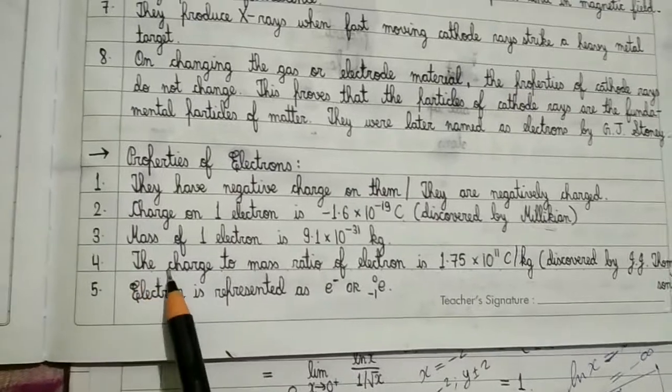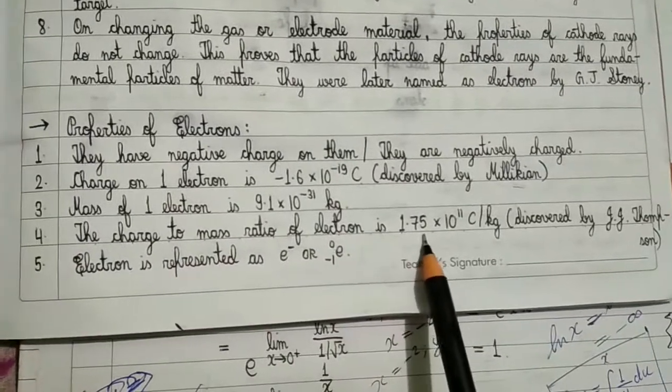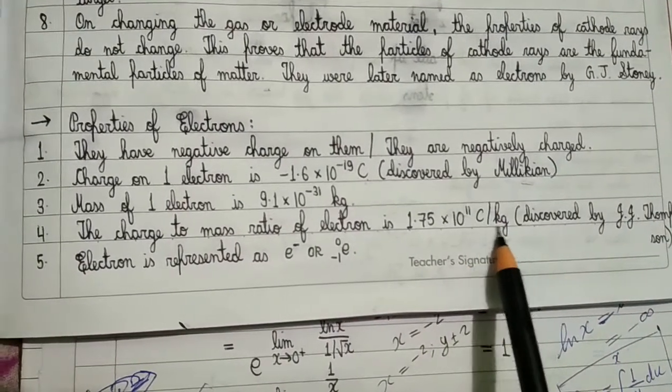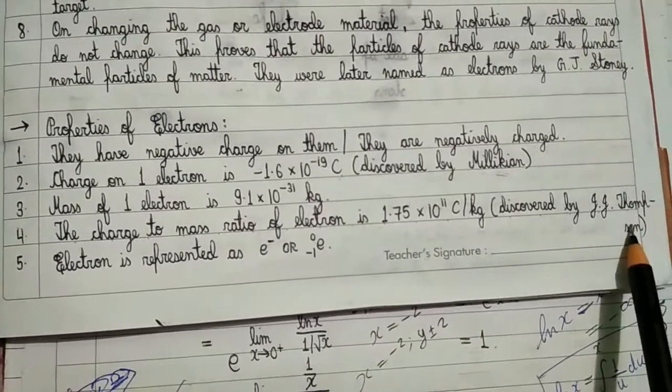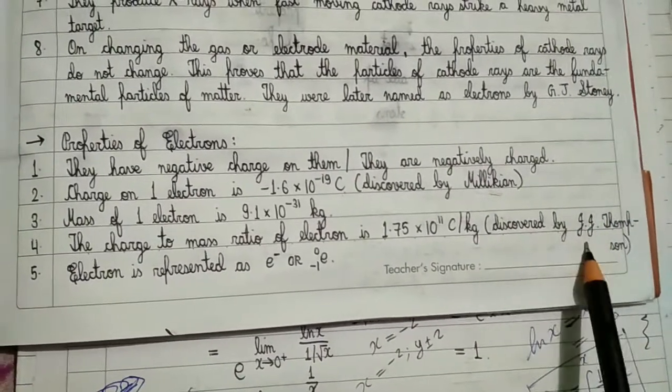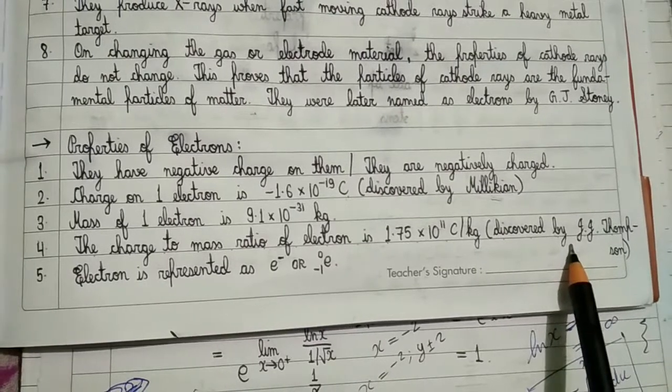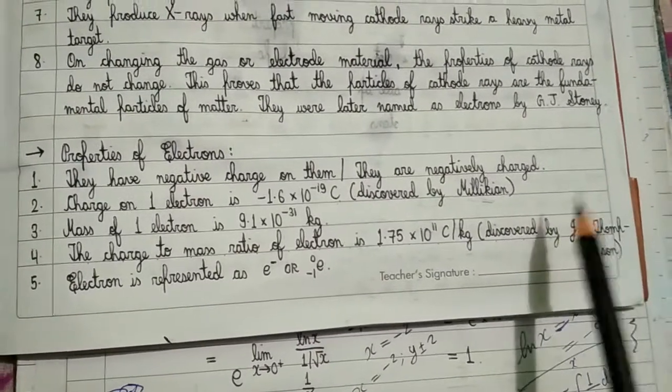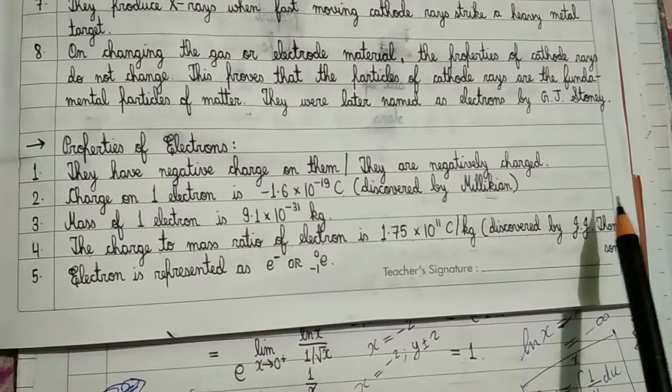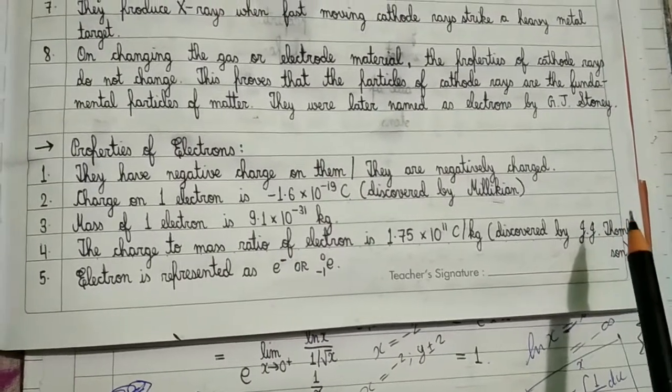And the charge to mass ratio, as I said, is 1.75 into 10 to the power 11 coulomb per kilogram. This was discovered by J.J. Thomson, and that is why the credit of discovering the particle electron is given to J.J. Thomson, and in future he also received the Nobel Prize for discovering electrons.